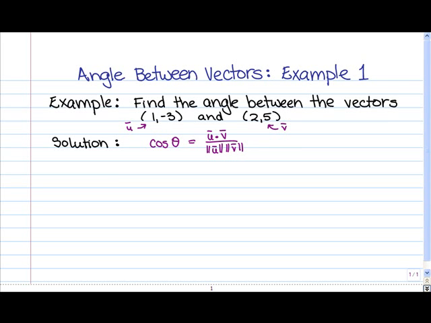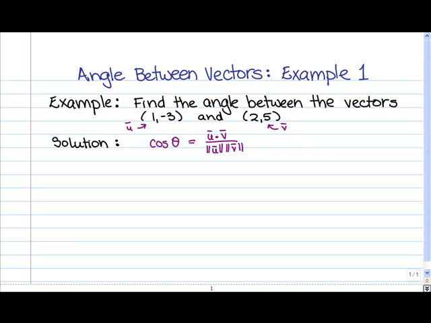Okay, so again, the key for this question is calculating dot product, calculating magnitudes, and then using the cosine inverse button on your calculator. So go ahead, try this out, and we'll continue together once you're done. So just hit the pause button and then play when you're ready to continue.